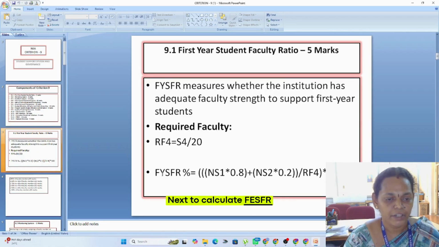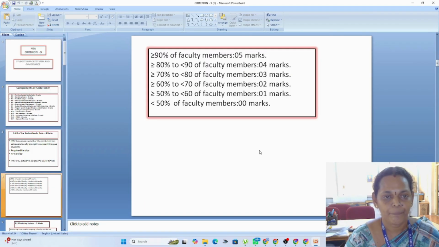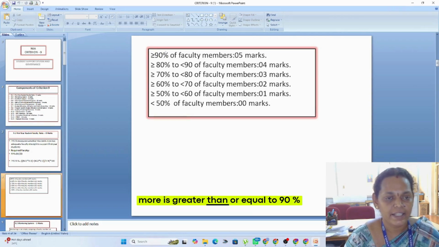Next, to calculate the FYSFR percentage, which is equal to (NS1 into 0.8 plus NS2 into 0.2) divided by RF4, into 100. Here, NS1 is natural science or social science or NBA faculty. NS2 means engineering faculty. RF4 is the required faculty. Greater than or equal to 90 percent of faculty members gets 5 marks.